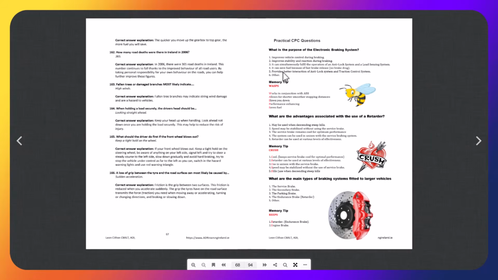And if you're having trouble, say with this question, there's a mnemonic for your WASPs. W for works in conjunction with ABS, A for allows shorter or smoother stopping distances, S for slows you down, P for performance enhancing, S for save fuel. So I don't want you to remember the mnemonics of all of the questions, only the ones you have trouble with. And people typically have trouble with the electronic braking system. There's an image to help you remember as well.